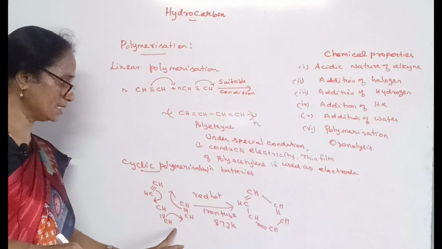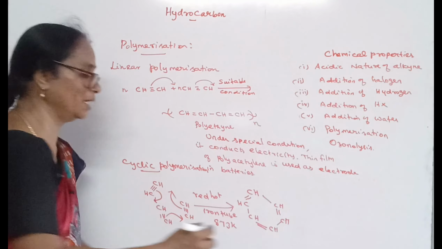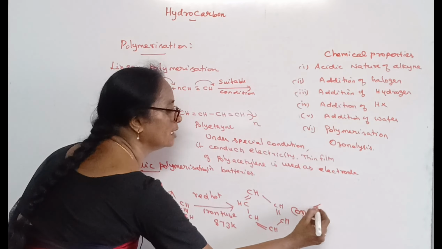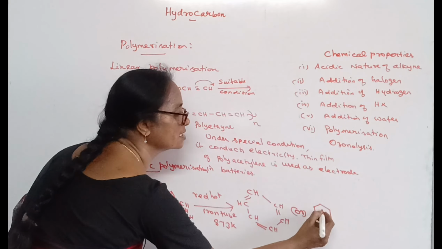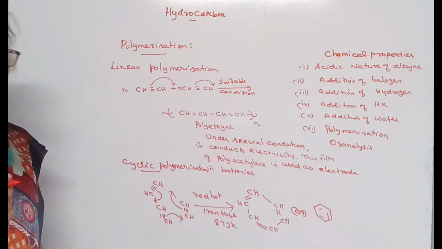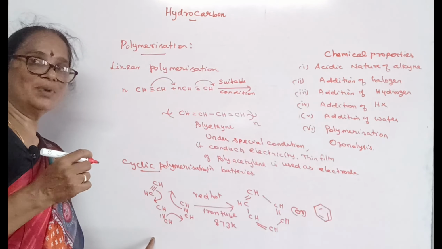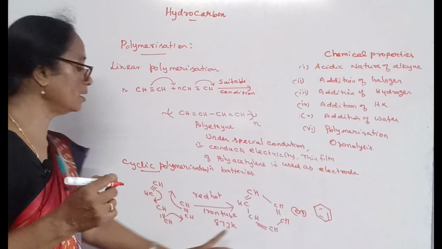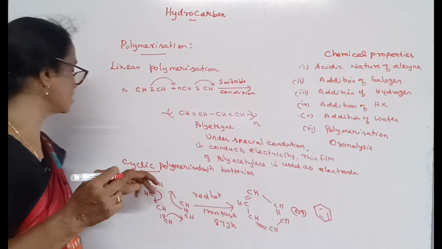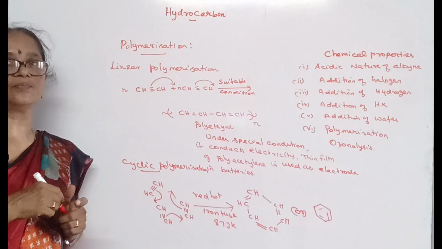So that results in the formation of benzene, or we can write it as C6H6 with alternate double bonds. So 3 molecules of ethyne may polymerize in a cyclic manner to give benzene. This is called cyclic polymerization.